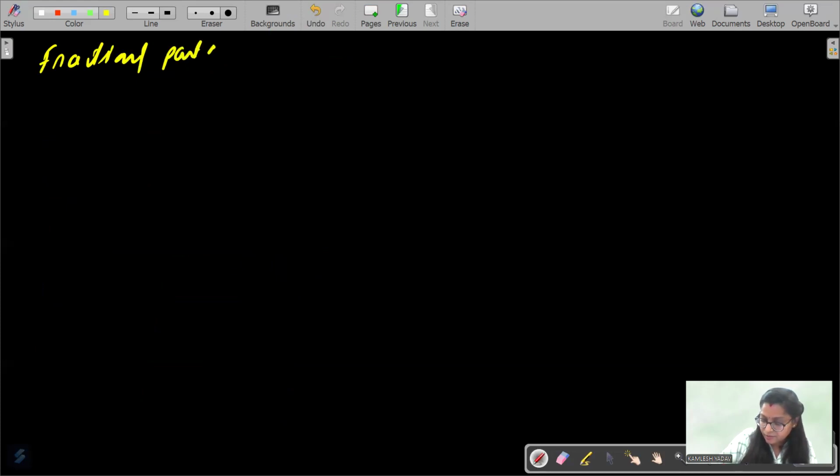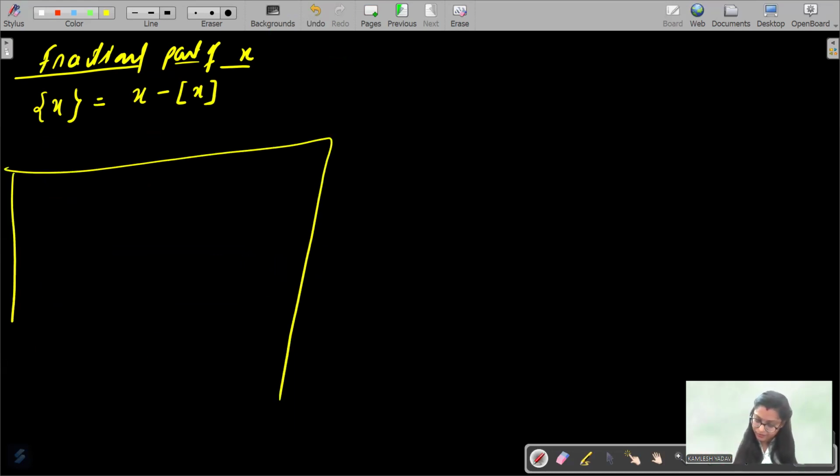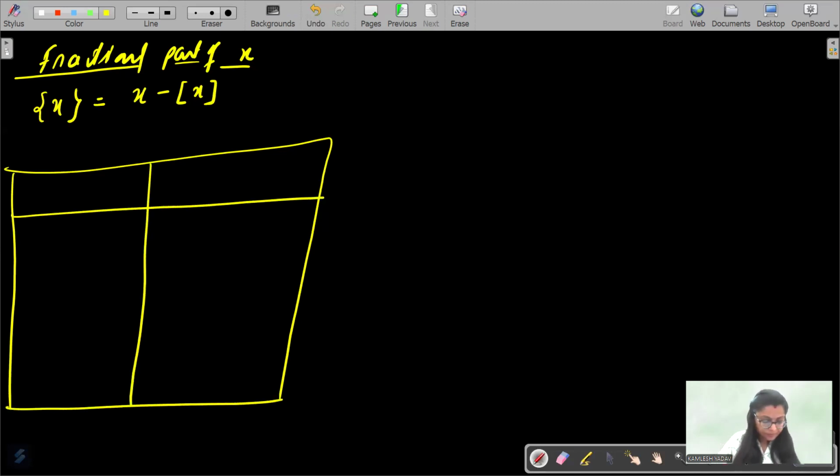Fractional part of x. Okay, so the fractional part of x, it is defined as like that, and it is also written as x minus of greatest integer of x. Okay, here we also construct a table, understand the concept of fractional part of x like this. Okay, suppose we have a value x. Okay, if we started with 0 less than x less than 1, then the fractional part is here x.